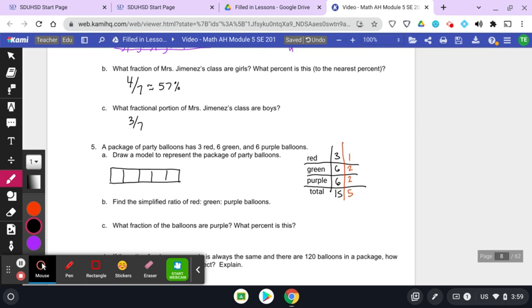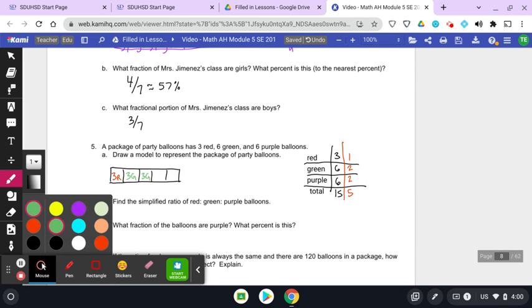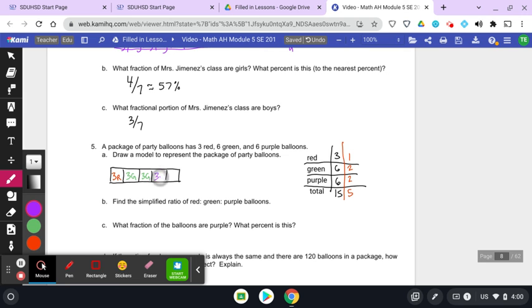Okay. One of the sections is going to have 3 red balloons, and 2 of the sections are going to have 3 green balloons, and 2 of the sections are going to have 3 purple balloons. Okay, so I counted for all of my balloons. Was a simplified ratio. Okay, we did that. 1 to 2 to 2.